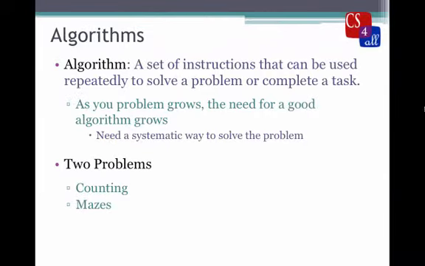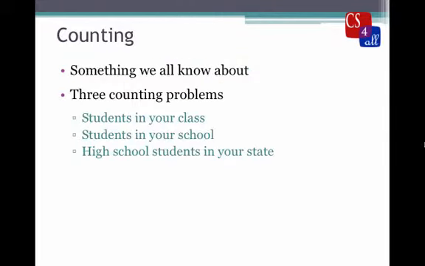As we already know, algorithms are a set of instructions that can be used repeatedly to solve a problem or complete a task. As your problem gets bigger, the need for a good algorithm grows too, because you need a systematic way to solve the bigger problem. We're going to examine two simple problems, counting and mazes.